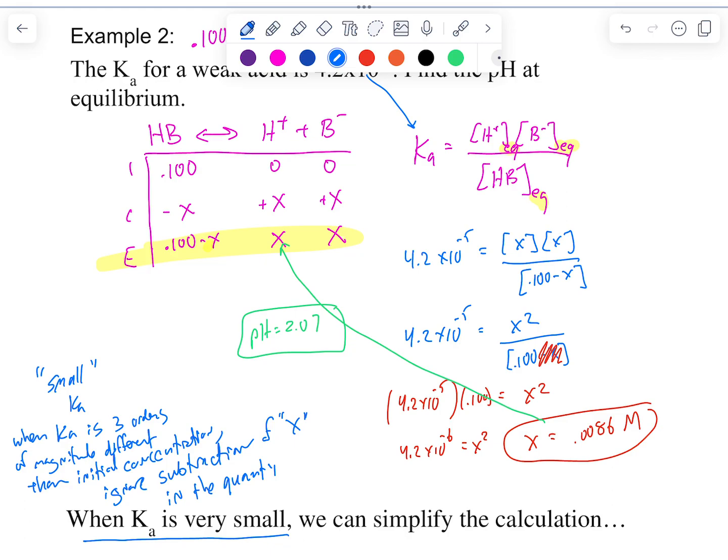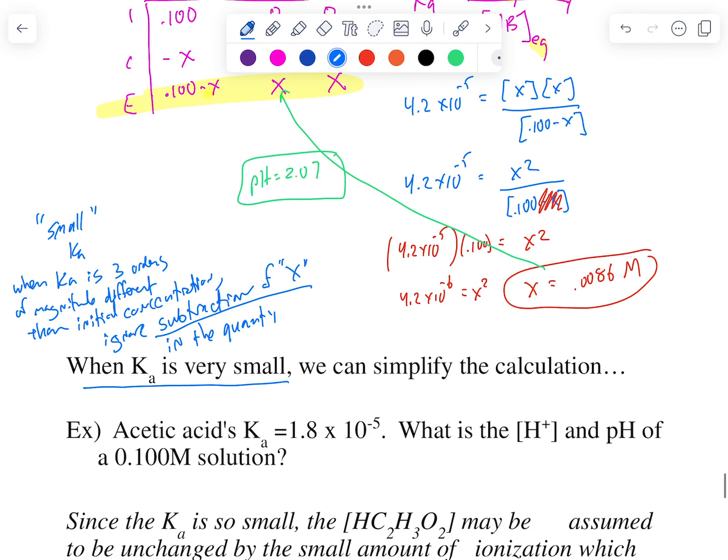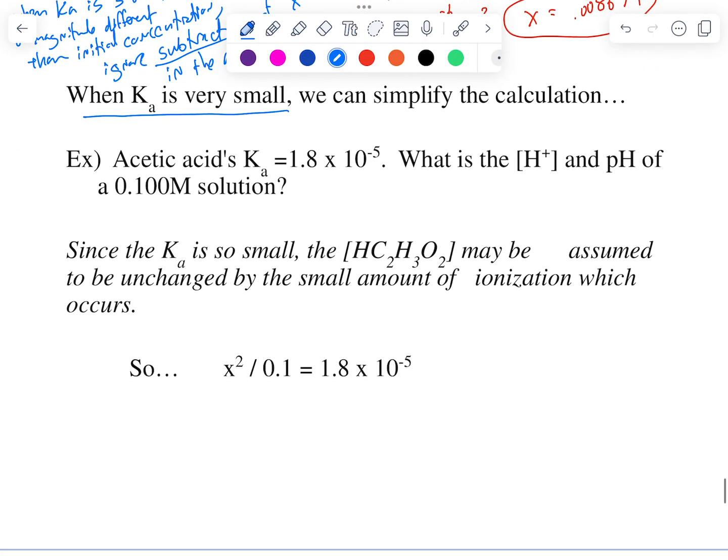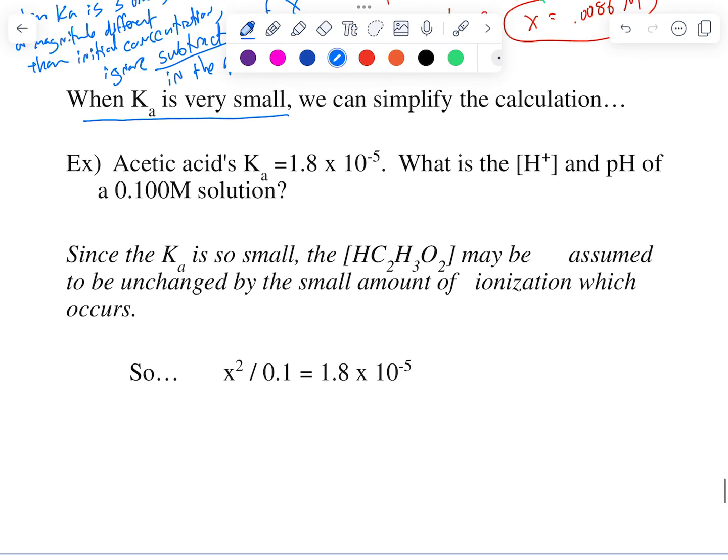Now notice I said subtraction of x. I don't mean ignore x, you can't ignore these. This has to be there because you need something to solve for. We just ignored this because this was the modification to 0.1 molar, which would end up being so small anyways. That's why it was safe to ignore it. Okay, I know this is a lot. Let's do another problem so that we feel a little more comfortable.